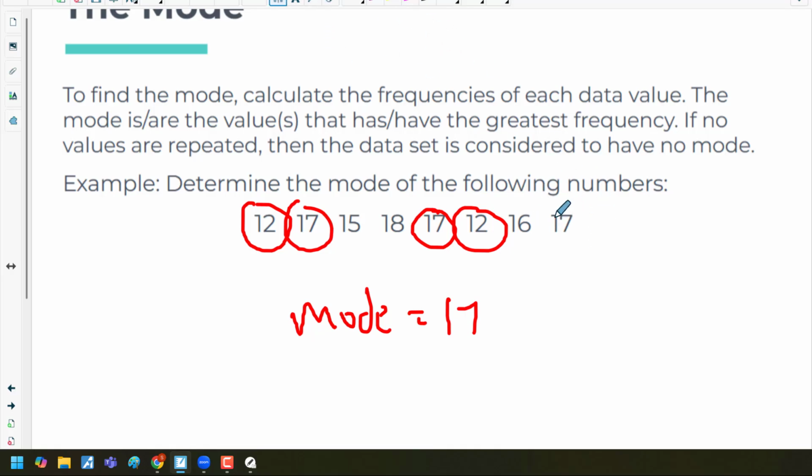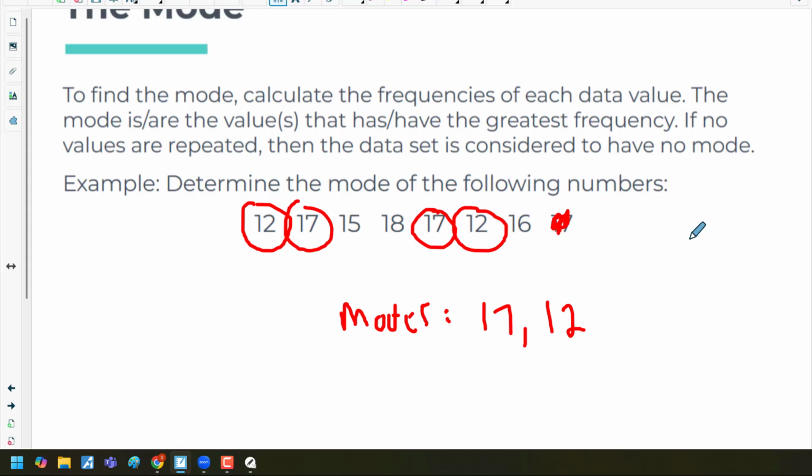Now, what if I got rid of one of the 17s? What if I was like, okay, you know what? This 17 doesn't work. Now what? Well, you have two modes. You have modes 17 and 12. Because they both are repeating the exact same amount of times, so they both become modes.